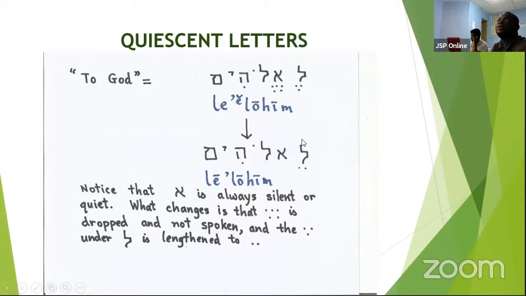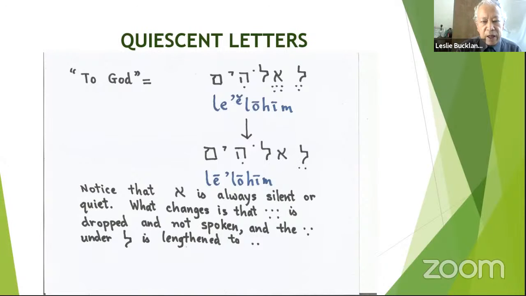Okay, sir. In the case of guttural letters, when you have a guttural letter, you can't put a dagesh forte in the guttural letter. And to compensate for not being able to double the guttural letter, the preceding vowel that is immediately before the guttural letter has to be lengthened.